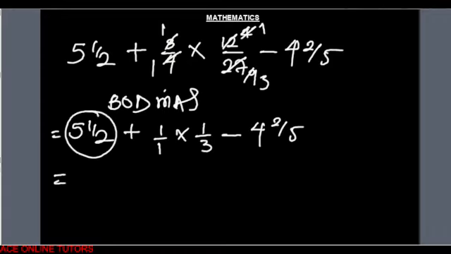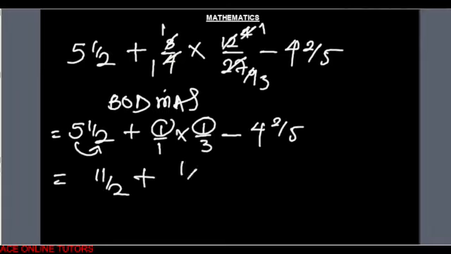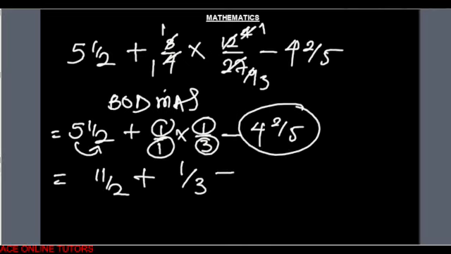Now this, you change it to an improper fraction. It becomes 5 times 2, which is 10, plus 1, that is 11 over 2, plus, you multiply 1 times 1, that is 1. You multiply 1 times 3, that is 3. Then minus, you change these two to an improper fraction. So you have 4 times 5, which is 20, plus 2, that is 22 over 5.